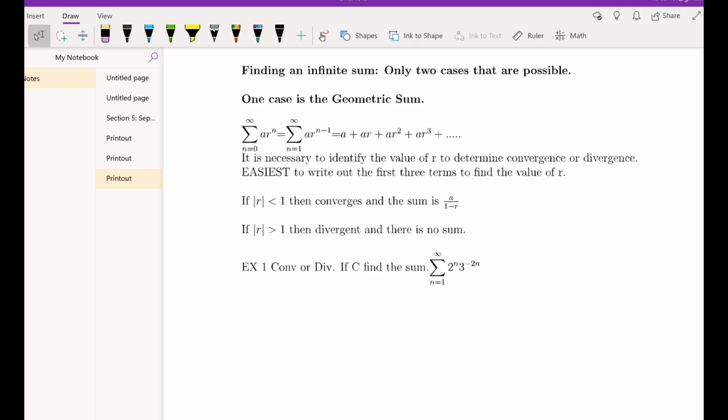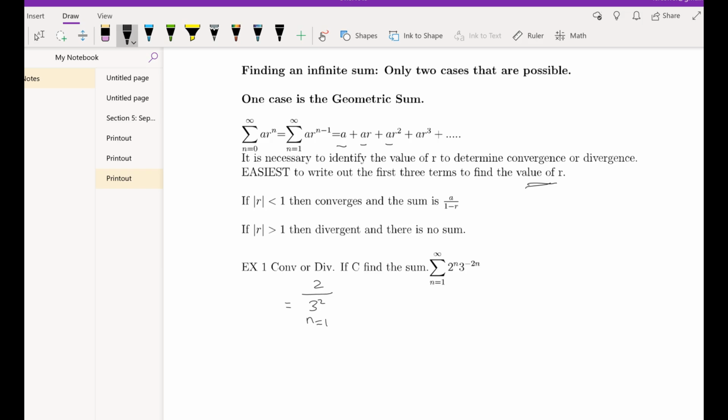Now we move into infinite sums. It is our job to identify the value of r, the common ratio. As you can notice, the first term is a, the second term is ar, the third term is ar squared, that we are adding up. So the easiest way is to identify it by plugging in n equal 1 into the terms.